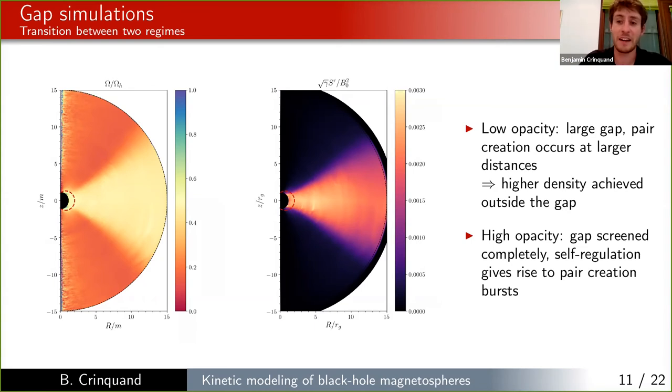On the other hand, at high opacity, the acceleration and pair creation operate in the same location. So this kind of gives rise to some kind of self-regulation, and this is why these high tau naught simulations are also time dependent. On the left, you have, for example, a plot of the angular velocity of the field lines. And you can see that it's no longer in solid rotation at all. Some field lines are almost no longer rotating with the black hole.